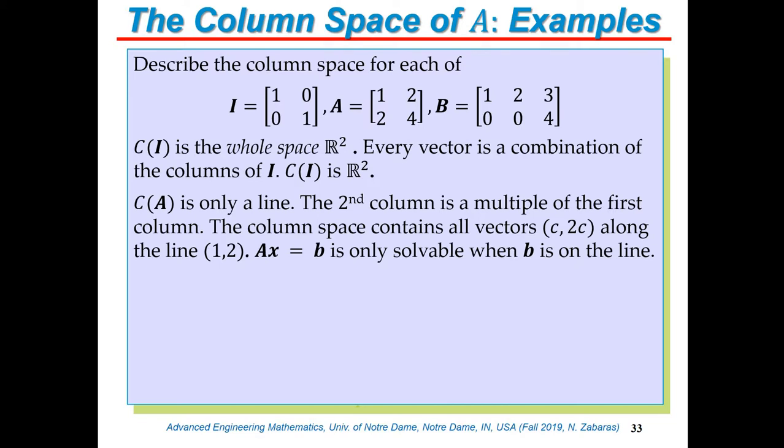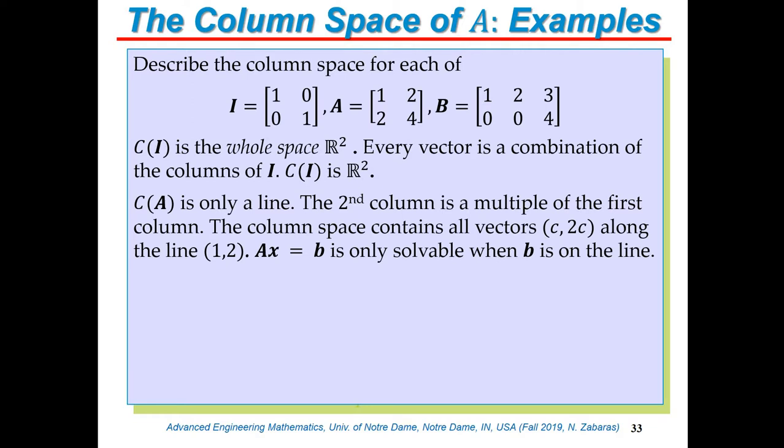And it's nothing else but a line in R2, okay? And this line basically has the direction (1, 2). So any vector of the form (c, 2c), where you multiply by any constant c, belongs to the column space of this matrix A. Which also means that if you try to solve Ax = b, you can only have b's that belong in that line. Otherwise, you will not be able to solve this system of equations.